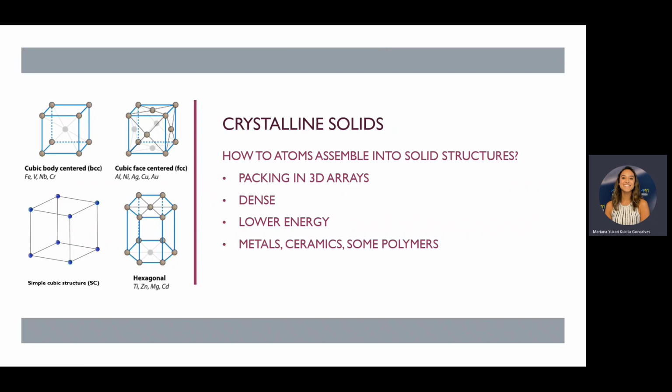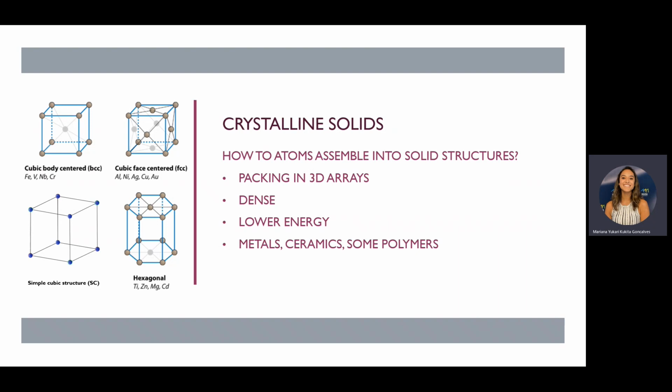An important question to address is how atoms that compose periodic elements and other molecules are packed together to form solid structures. Crystalline solids are examples of this packing that consists of 3D arrays, as we can see here in these three examples. These structures are usually very dense, and because of that, they have lower energy compared to other models. Some materials that are classified as crystalline solids are metals, ceramics, and some polymers.